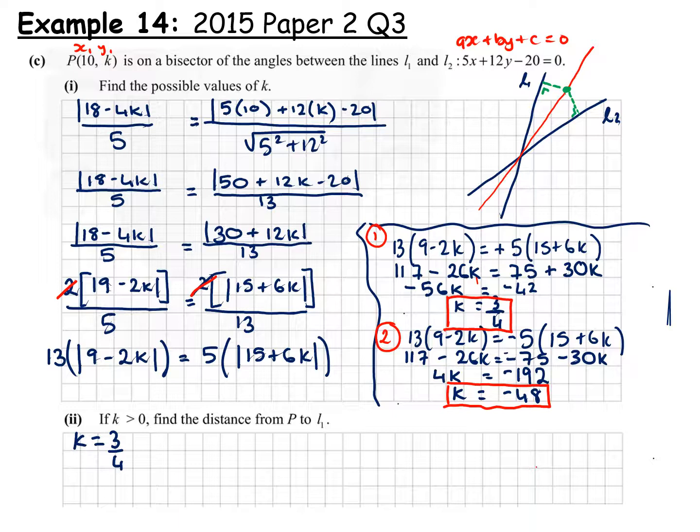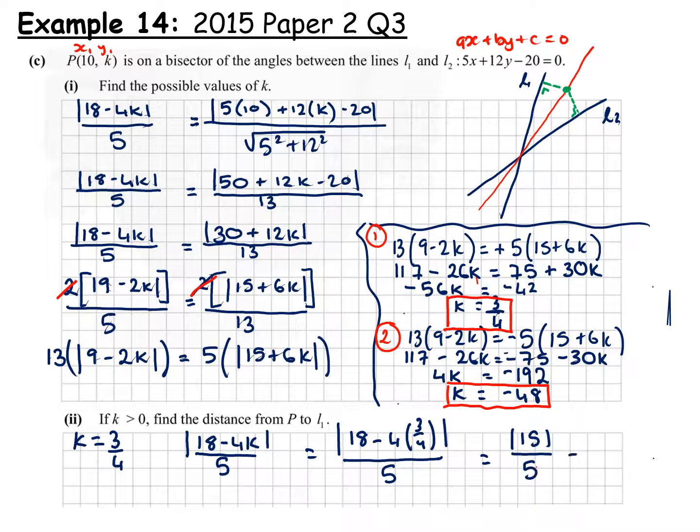Find the distance from P to L1. So that's basically us going back to 18 minus 4k all over 5 and subbing in. So the absolute value of 18 minus 4 times 3 over 4 all over 5 minus 3. So absolute value of 15 over 5. Absolute value of 15 is just 15 over 5, and that gives us the distance of 3.